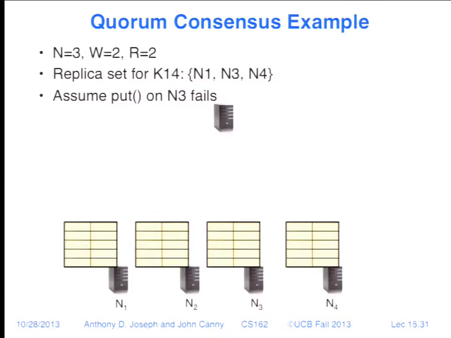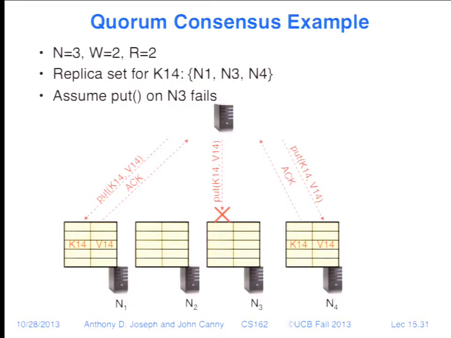All right, here's an example. We have a three-way replication, and a write threshold of 2, and a read threshold of 2 as well. And we're replicating on these three nodes, N1, N3, and N4. And let's assume one of the operations fails. So the write to N3 doesn't work.